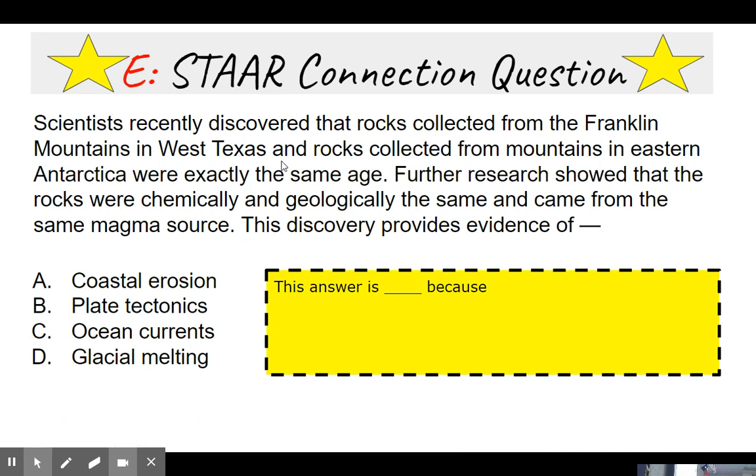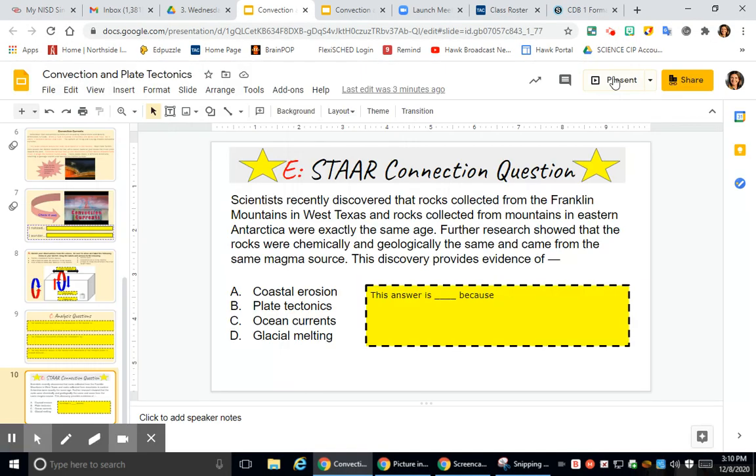So if we found similar rock and mountain features in West Texas that are matching up with geological rocks and formations from eastern Antarctica, what can we say that this discovery provides evidence of? Okay, plate tectonics, right? Suggesting that perhaps Texas and parts of Antarctica were once joined. That's why we're finding those similar rocks or mountain formations. So you would just type your answer there.